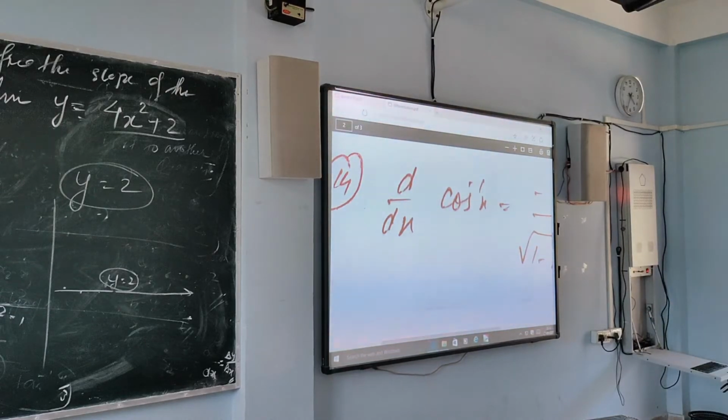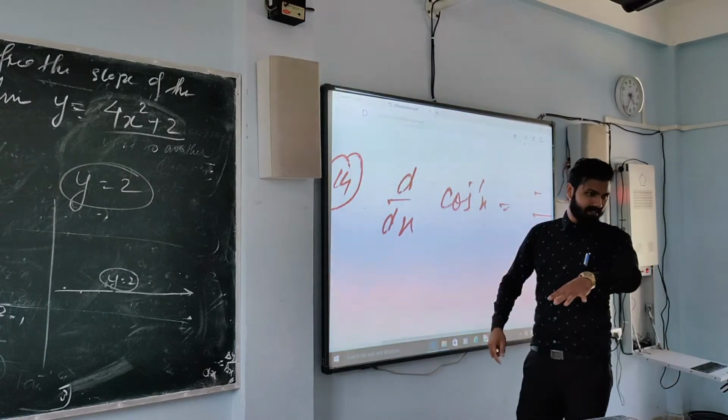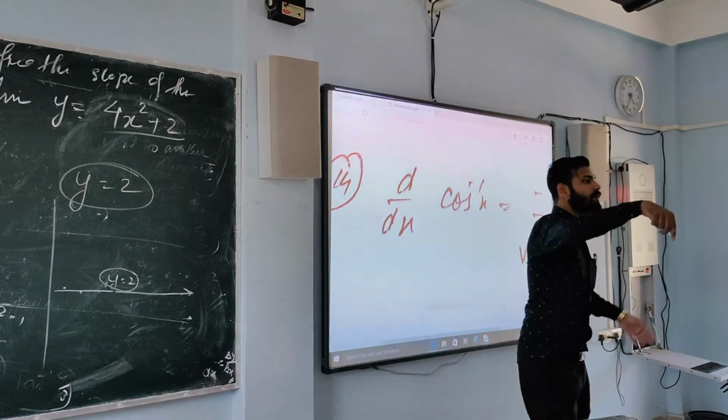It is an x process. This process is an x. It is constant zero. It is exponent and x and 1 x. Correct, I have told you. It is log x on x.